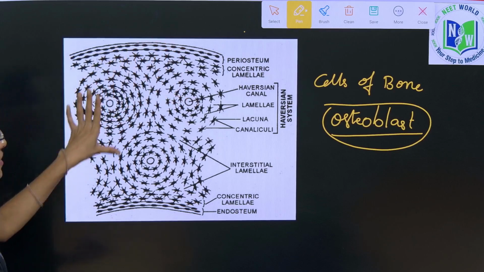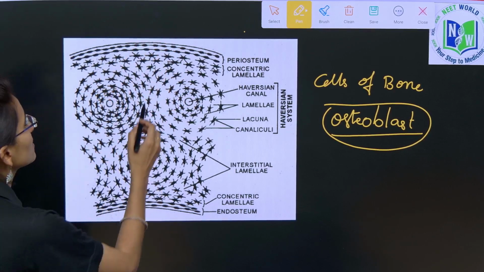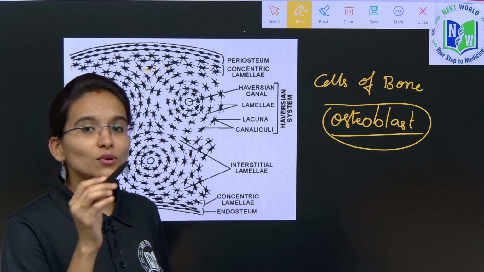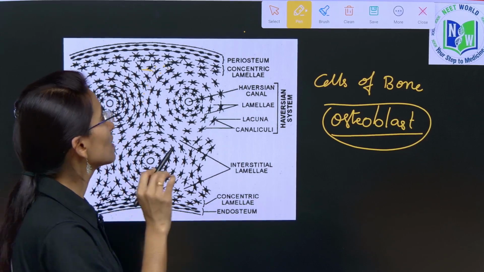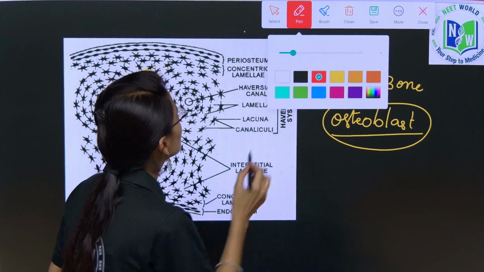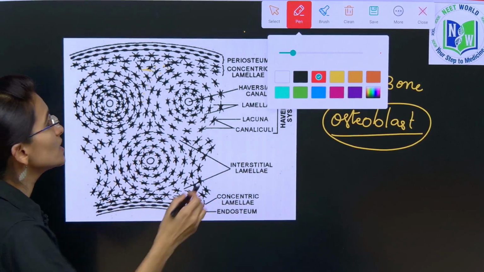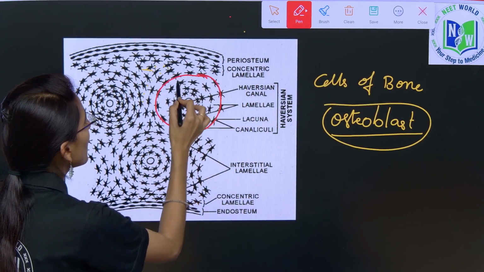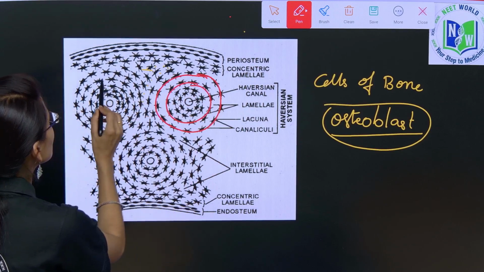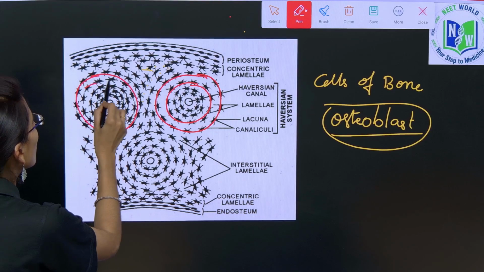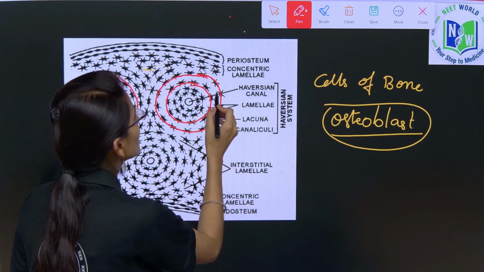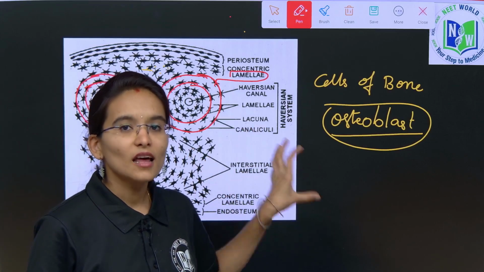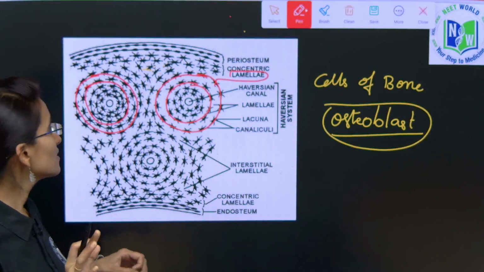This bone is composed of some matrix. Bone also contains the matrix, but that matrix occurs in concentric circular lamellae. Clear, children? The matrix of the bone is arranged in circular patterns. You can see all these circular patterns. These concentric circles are called lamellae. The matrix of the bone is called lamellae, which is arranged in circular layers.